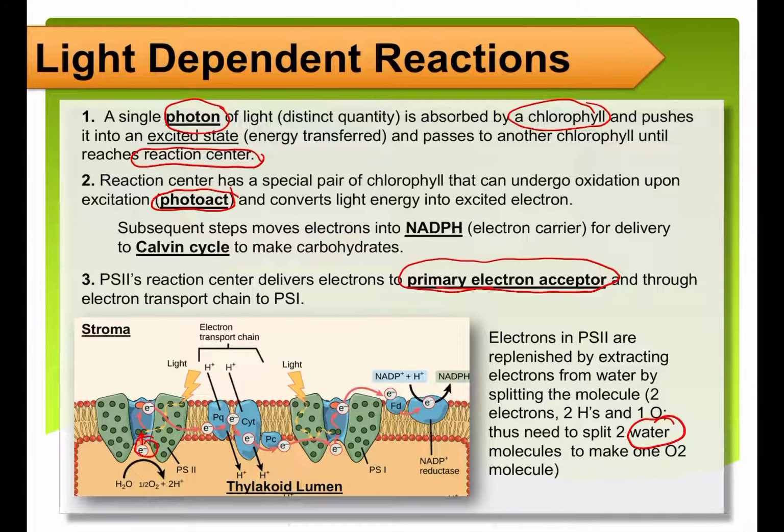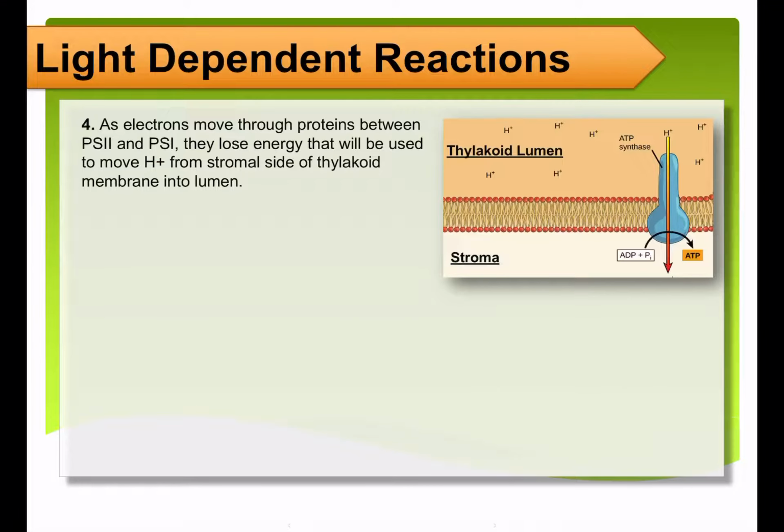Okay? All right. So our ultimate goal here is to allow the energy from the sun to travel in form of an excited electron that will be passed on to an electron carrier, NADPH, which will then travel to the light-independent reaction, which is the second part of photosynthesis called the Calvin cycle.